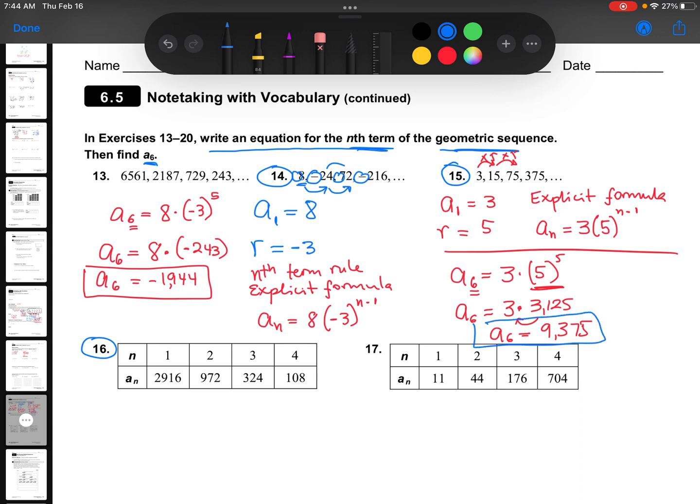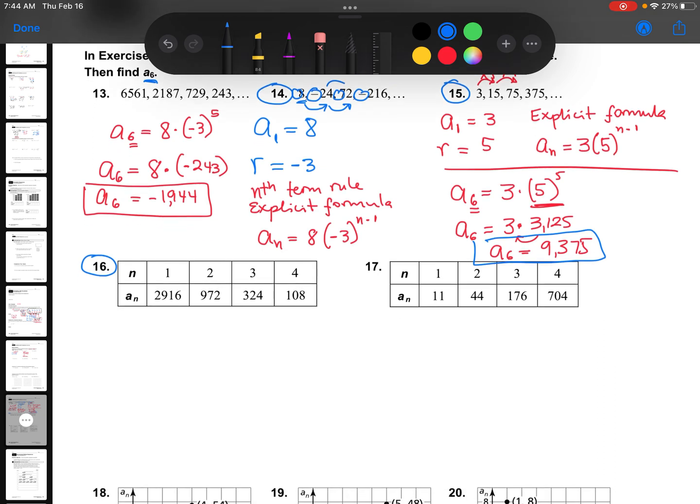Finally, let's do number 16. Now, this is getting a little bit harder because we need to make sure that we find a common factor, common ratio here, common multiplier. But it seems like this definitely will be a number less than 1, because as you see, the sequence is going down, is decreasing. So how do I find it? Well, before we start, we have A1 is 2,916.